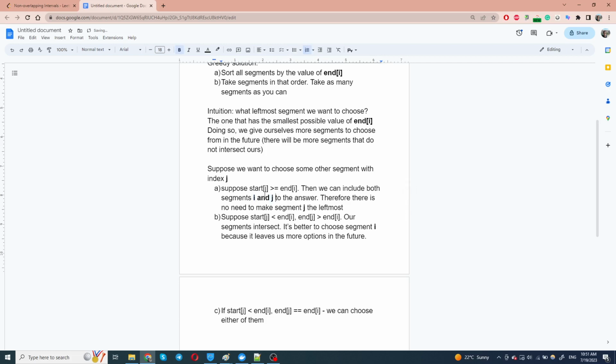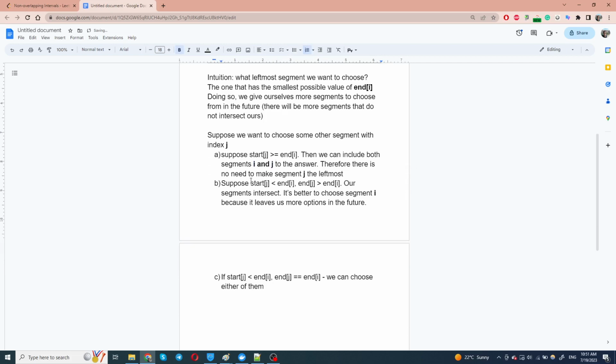Okay, now suppose that start of j is less than end of i, and end of j is bigger than end of i. So, for example, interval of i is equal to, let's say, 2, 3, and interval of j is equal to 1, 4.